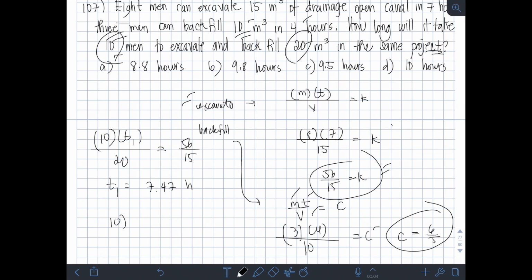Now, para naman sa time to backfill, yung C naman na gagamitin natin is 6 over 5. So, same pa rin, 10 men times unknown T2, let's say, over same volume na 20 equals this time 6 over 5. So, T2 is what? 2.4 hours. So, therefore, yung total time is T1 plus T2. So, 7.47 plus 2.4 is what? So, 9.87 hours. Okay, so the answer is approximately B.